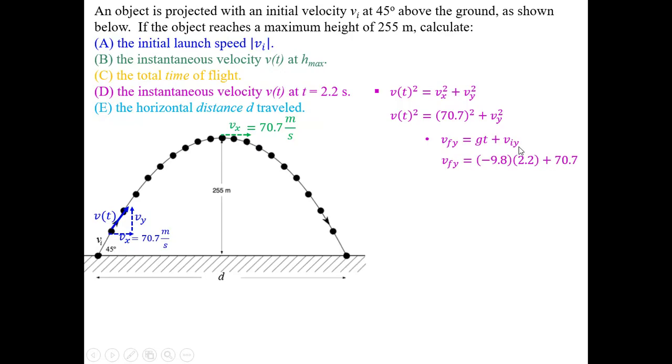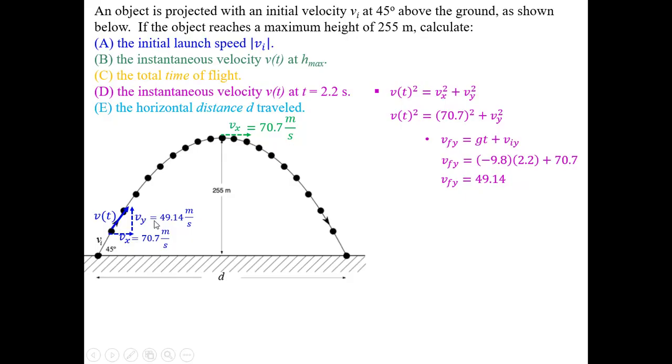Or VIY, again, make sure you plug in the right value, right? Don't just put VI here. It has to be VIY because this is VFY. So if you clean this up a little bit, at 2.2 seconds, VF in the Y direction is 49.14, right? So it started off at 70.7 and then it got slower by 9.8 for every second, and then there's a 0.2 in here. So this answer is reasonable, right? 49.14 is your vertical velocity at 2.2 seconds. So I just placed it here for you.